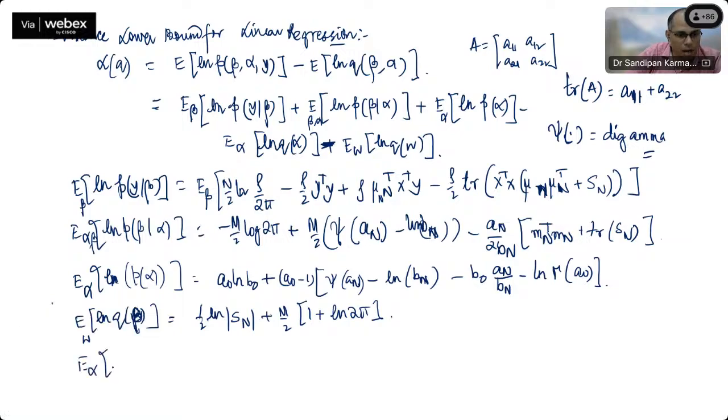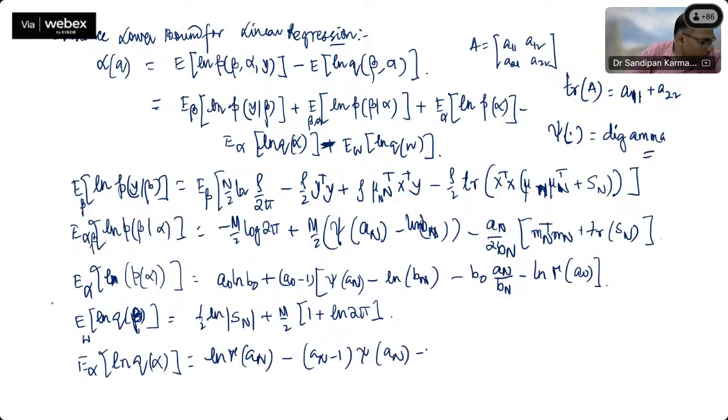Another is E of alpha ln q of alpha, which is coming as ln gamma function of an minus an minus 1 times psi function of an minus ln bn plus an. Now, what is the use of this particular evidence lower bound for this kind of inference? Evidence lower bound must be maximized.